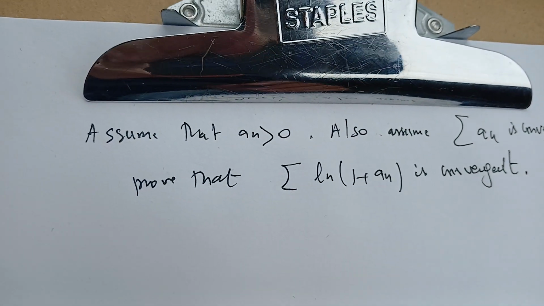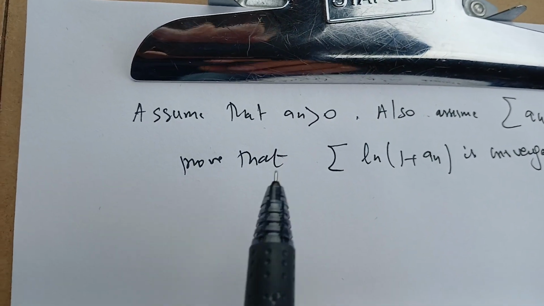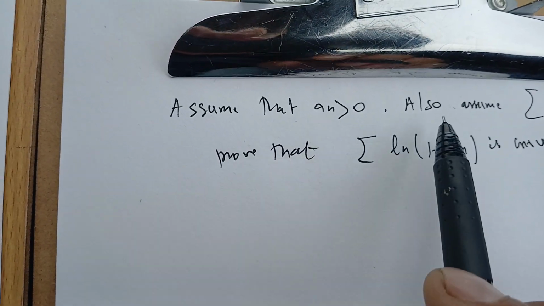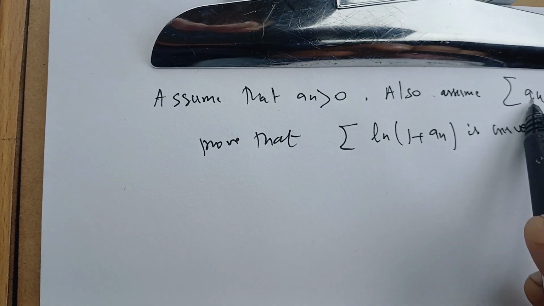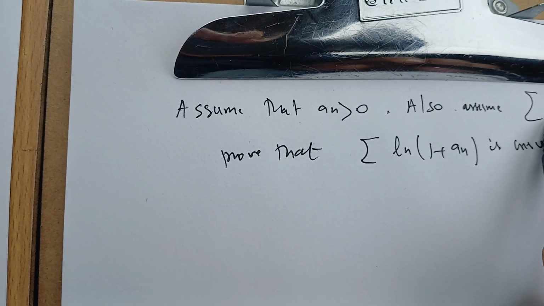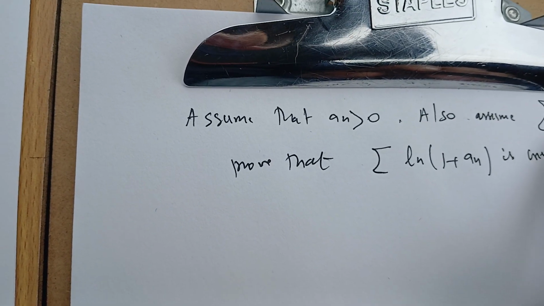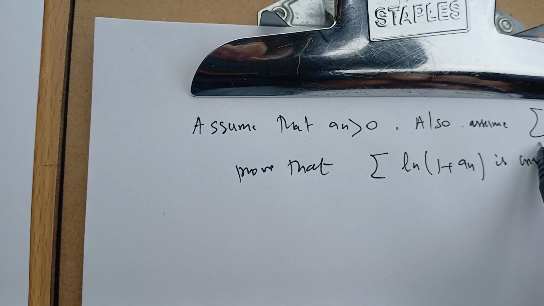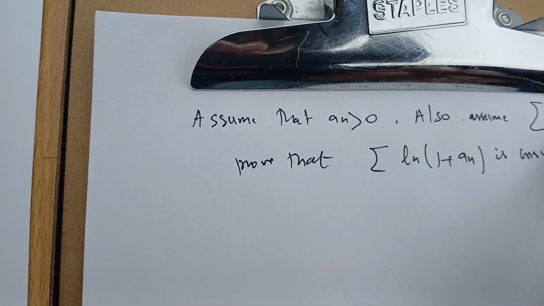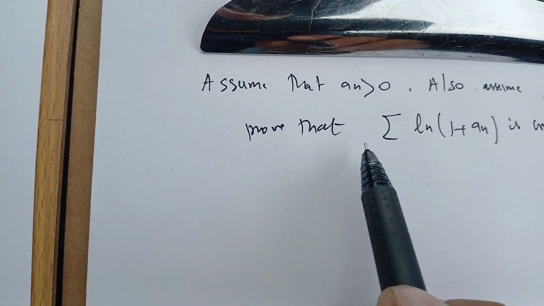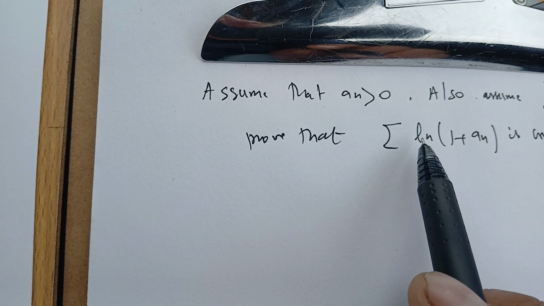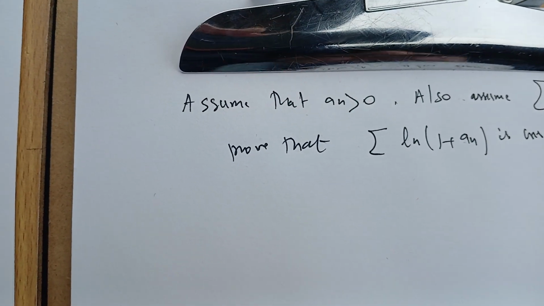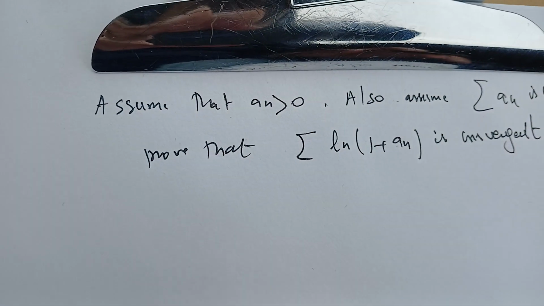In this video, we're going to prove the following theoretical result. We assume that a_n is strictly bigger than 0, and we also assume that the series of the a_n, with n going from 0 to infinity or from some other number to infinity, is convergent. We want to prove that the series defined by the natural log of 1 plus a_n is also convergent.